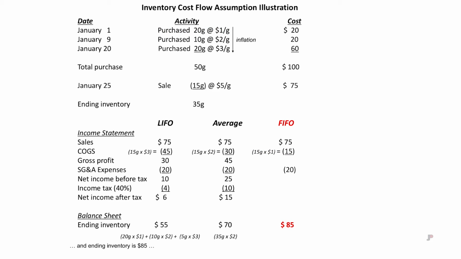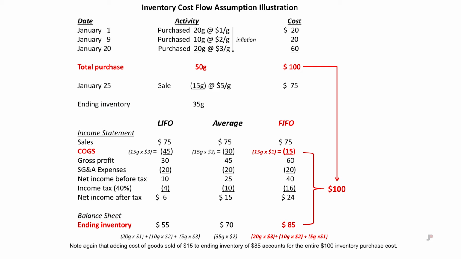And ending inventory is $85, consisting of 20 gallons at $3 per gallon, plus 10 gallons at $2 per gallon, plus 5 gallons at $1 per gallon, for a grand total of 35 gallons valued on the balance sheet at $85. Note again that adding cost of goods sold of $15 to ending inventory of $85 accounts for the entire $100 inventory purchase cost.